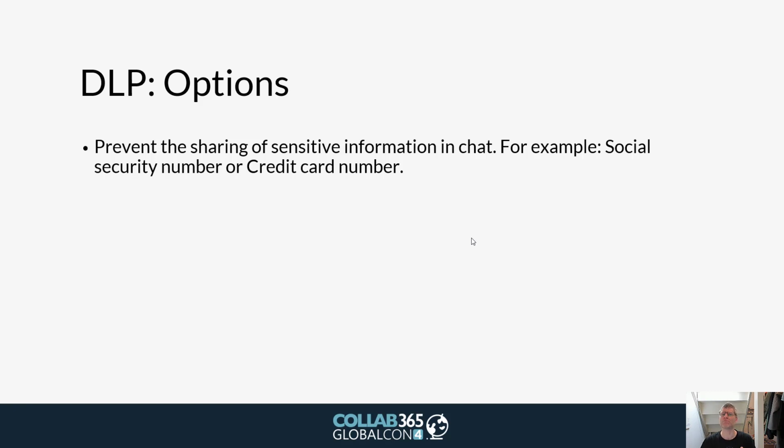Next up is DLP, data loss prevention. And you can prevent sharing of sensitive information in chat. So the most common cases are social security numbers or credit card numbers, IBAN numbers, right, from banking. This is done with sensitive information types. You can also create your own.